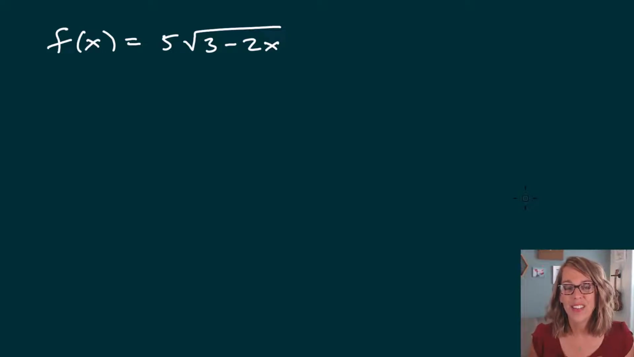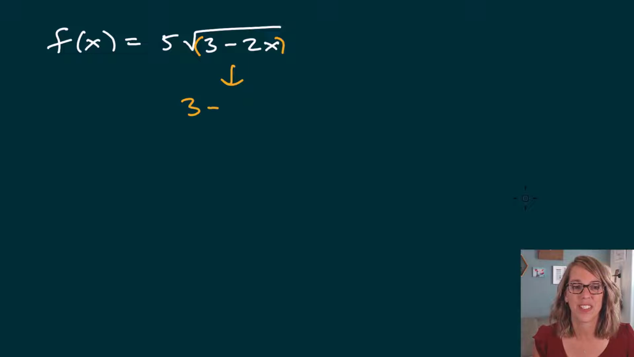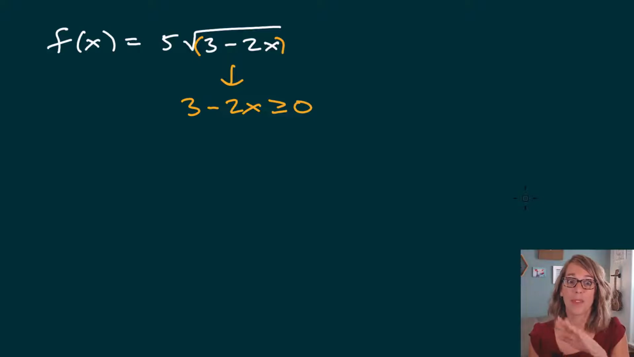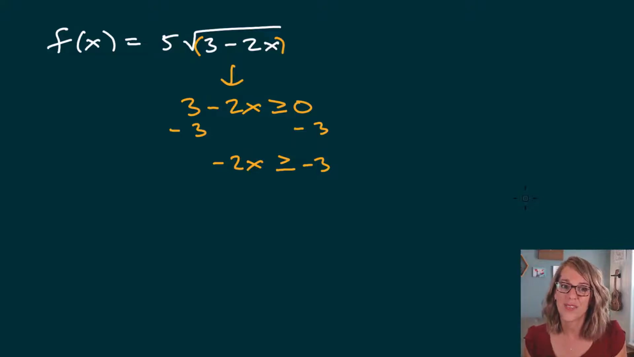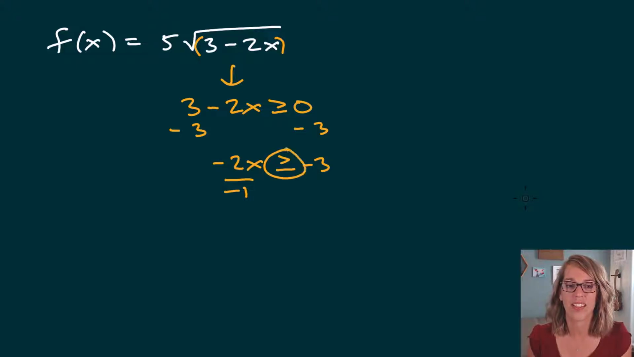So for this one, I have another square root, which means that I do have a domain restriction, and I need to make sure that what I've got inside the square root is greater than or equal to 0. So I say 3 minus 2x needs to be greater than or equal to 0. Now, there are a couple different ways that you could solve this. I'm going to move the 3 to the other side by subtracting it. So I get negative 2x is greater than or equal to negative 3, but then I also need to divide by a negative, which is an opposite.